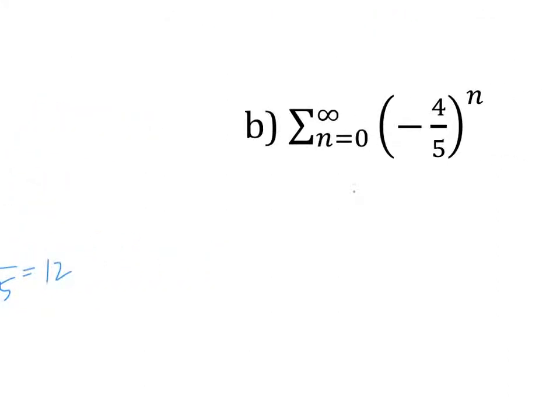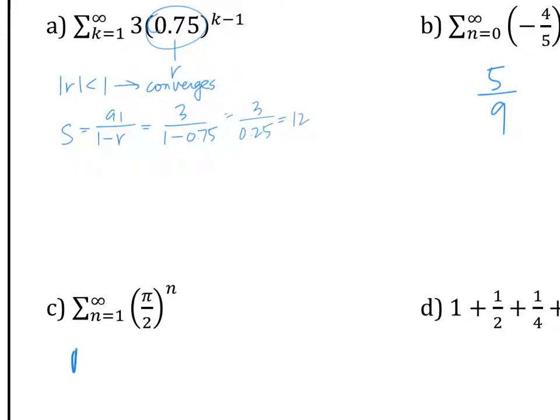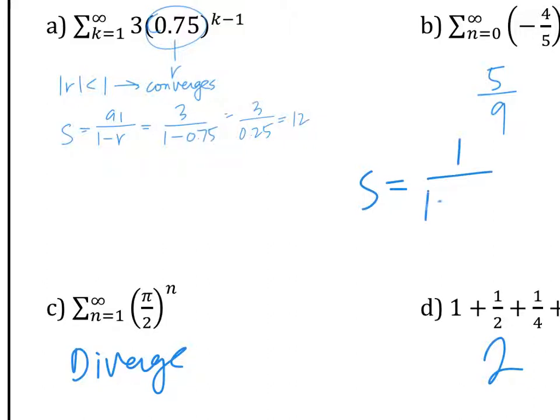B, the answer is 5/9. C is going to diverge. D is 2. The sum is equal to A1. A1 is 1 because n is 0. So 1 over 1 minus 1 plus 4/9. Sorry, I wrote this number wrong. It's 4/5.